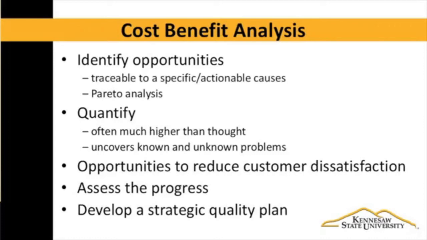Look for opportunities to reduce customer dissatisfaction. Examples can be warranty charges, claims, downtime, and other disruptions. Next, evaluate the progress of the quality improvement activities. Finally, roll these findings into a strategic quality plan.